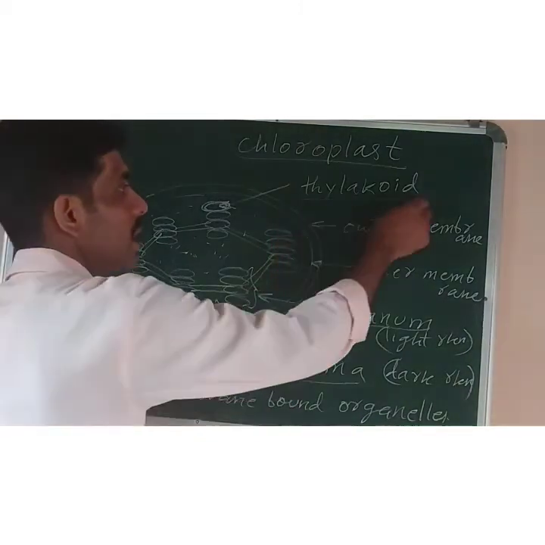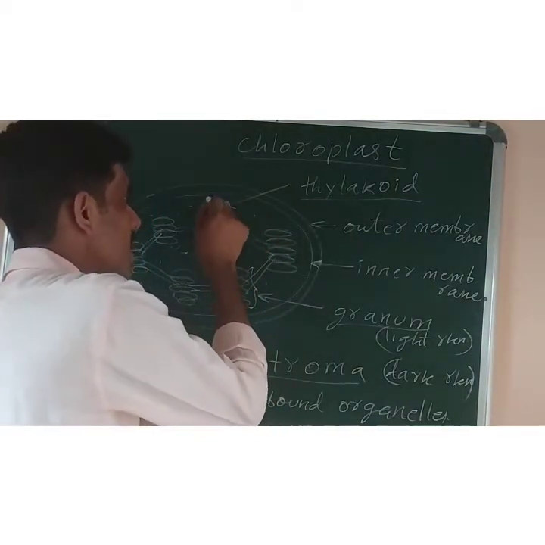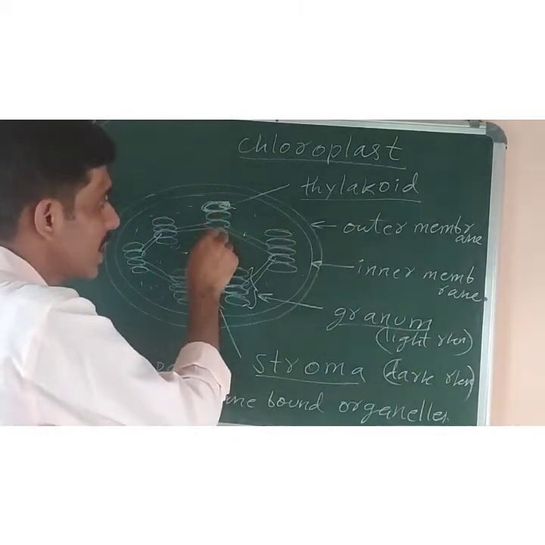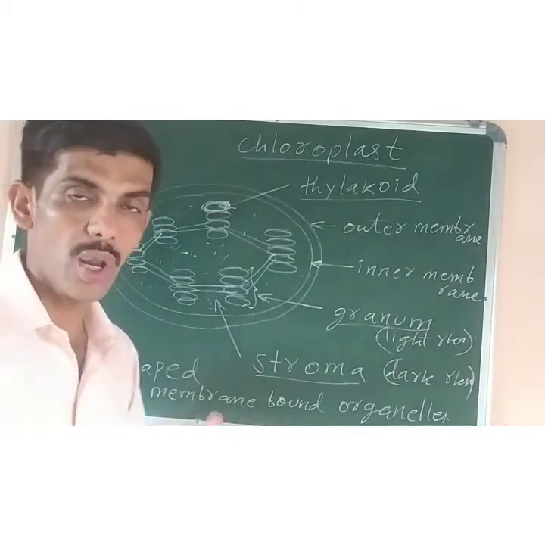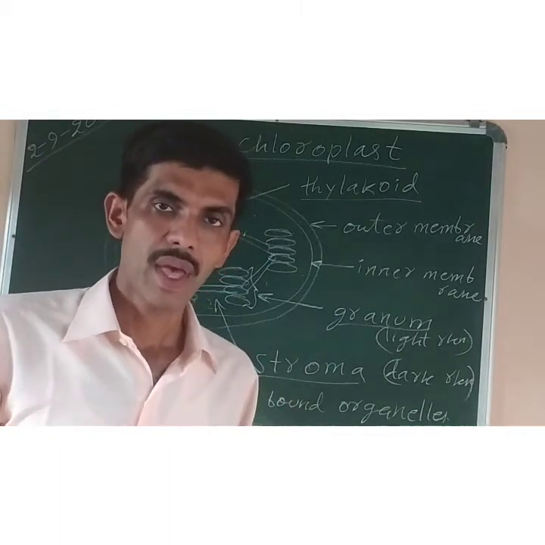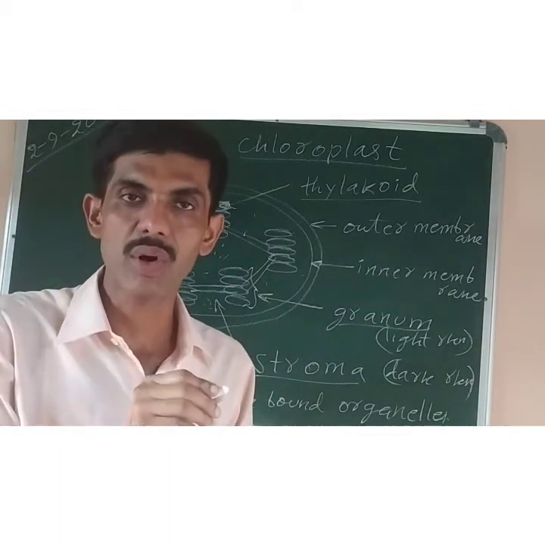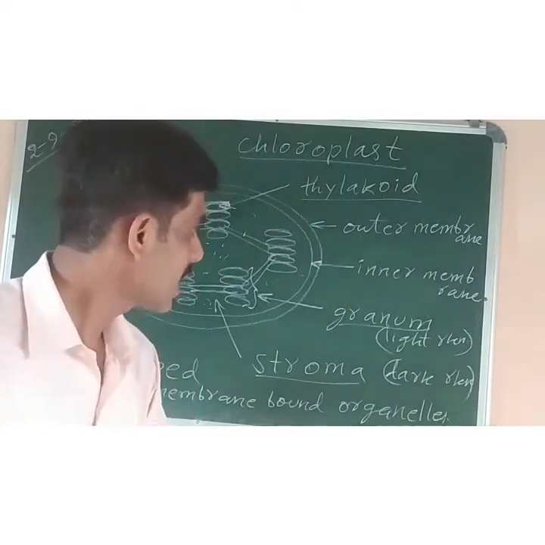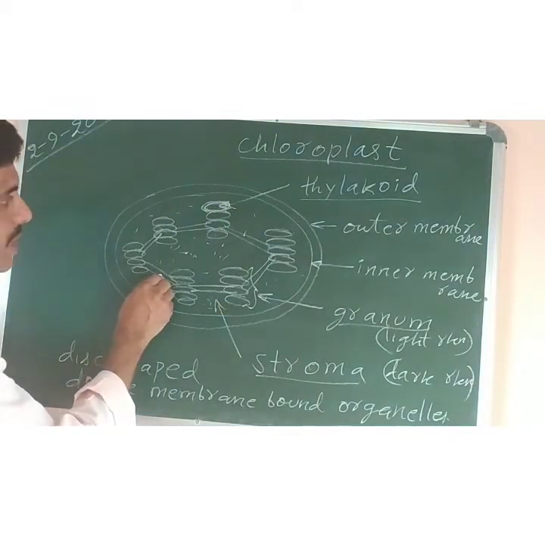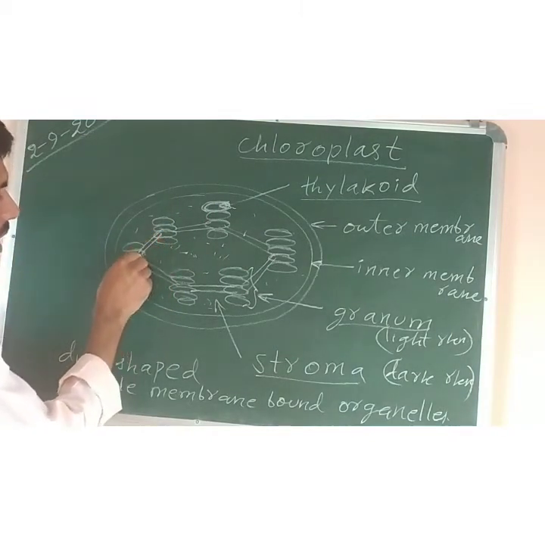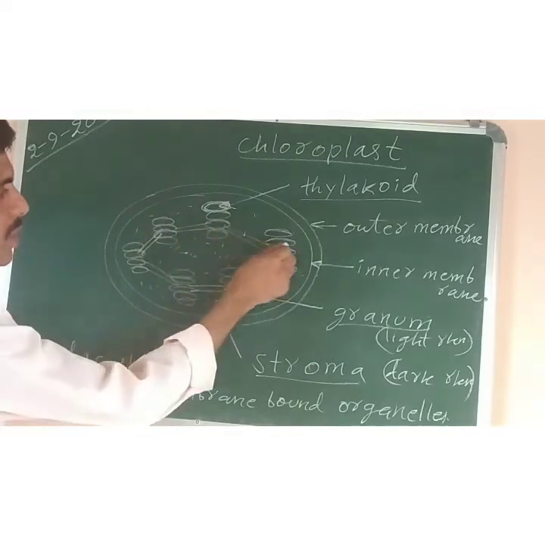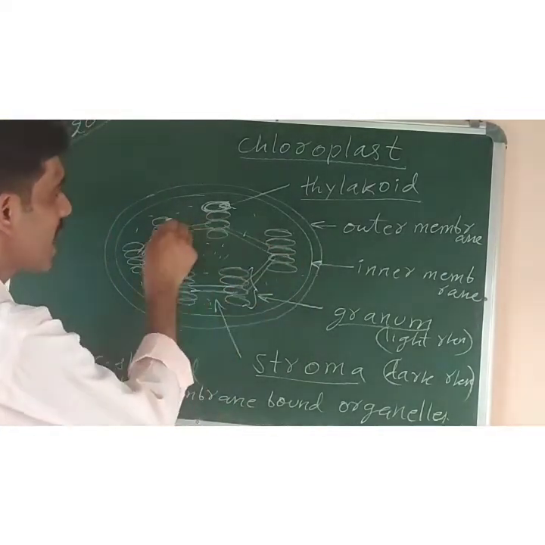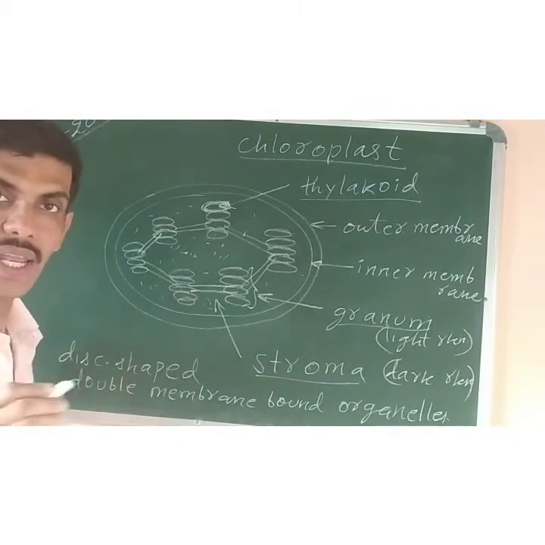What is thylakoid? Thylakoids are the spherical coin-like structures which are placed one on top of the other to form a column, which is called granum. And in the membrane of thylakoid, the light reactions of photosynthesis take place. And you can see one more structure which is not marked here. There are some interconnecting structures between the granums. One is called granum. Since many are there, the plural is grana, G-R-A-N-A.